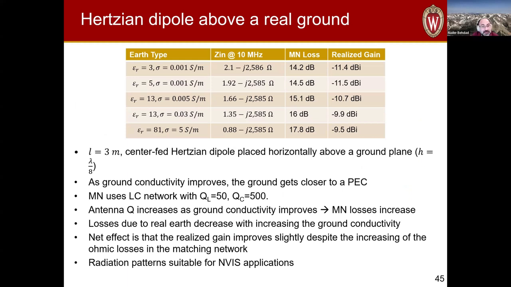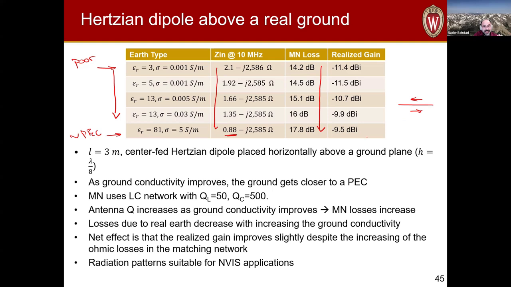Now, something interesting happens here. As I'm changing my ground plane type, so this is a poor Earth, and this is almost like a PEC, seawater. As I'm improving the quality of my ground, notice that the real part of the input impedance of my antenna goes down, because as the ground becomes a better and better conductor, the cancellation between the main current and the image current becomes better and better, right? So now the real part of my input impedance has gone down, my antenna has become more reactive, and the matching network losses have gone up.